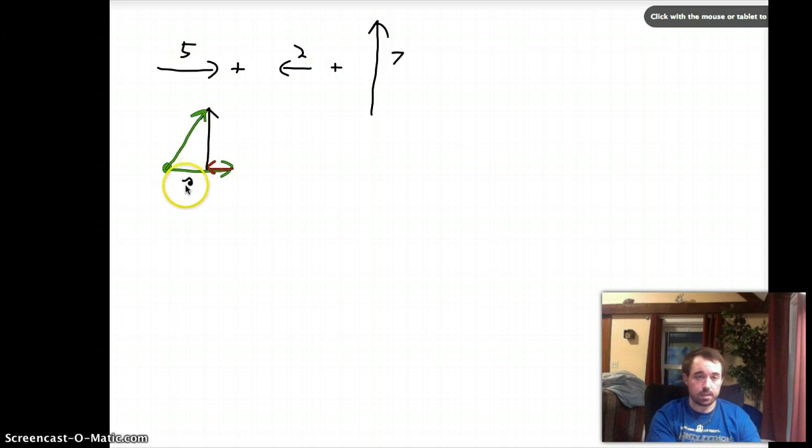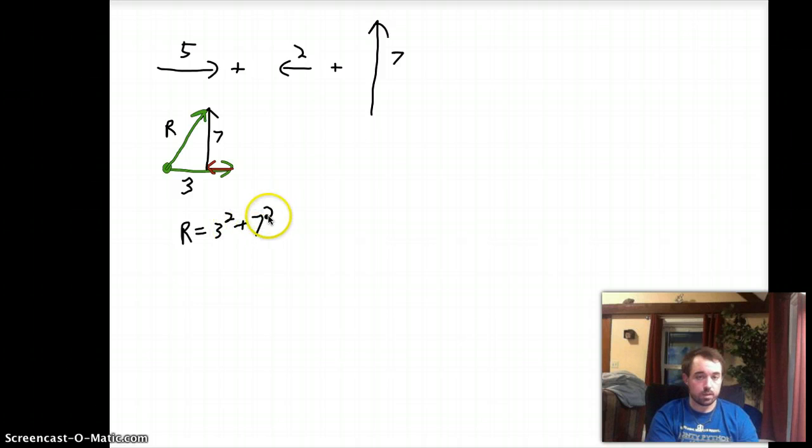We know that that side is going to be length of 3. This top part, we have only the length of 7, so our resultant is going to be 3 squared plus 7 squared is r squared. So r squared is 9 plus 49, so r squared is 58. And that leaves r being 7.6.